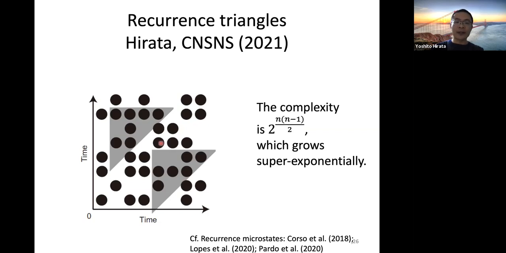But a good thing about the recurrence plot is that if the time series length is a large n, then we can obtain almost order n squared recurrence triangles. We especially say that if the recurrence triangle touches the central diagonal line, we call it a central recurrence triangle. So the number of recurrence triangles is order n squared if the length of the time series is n.